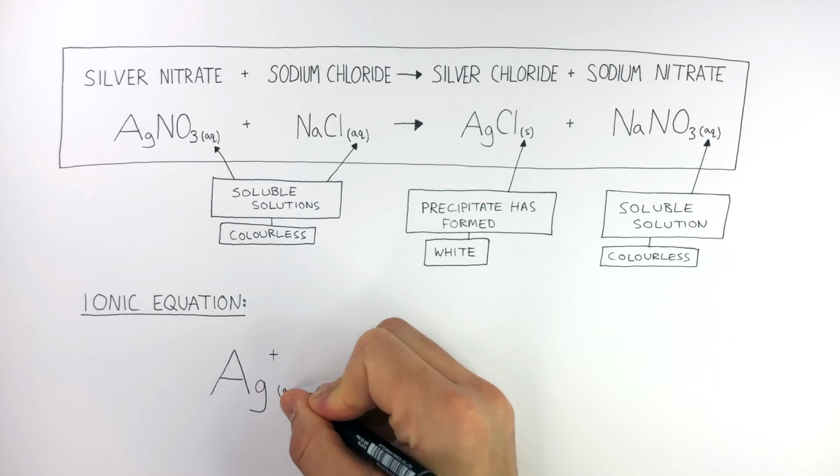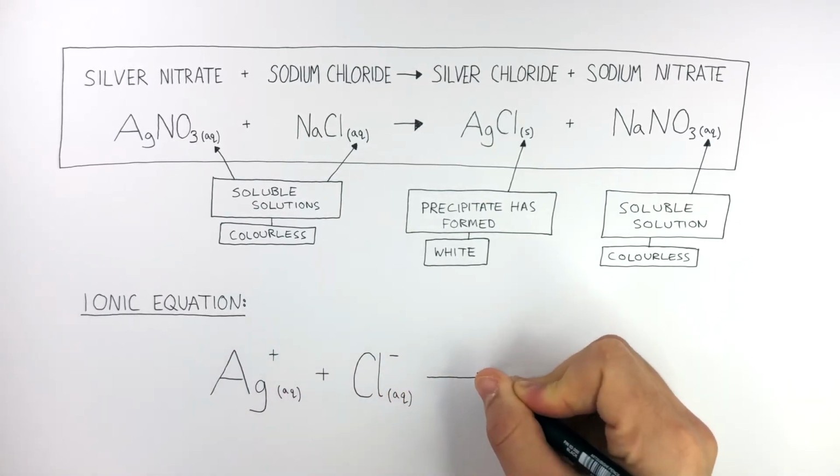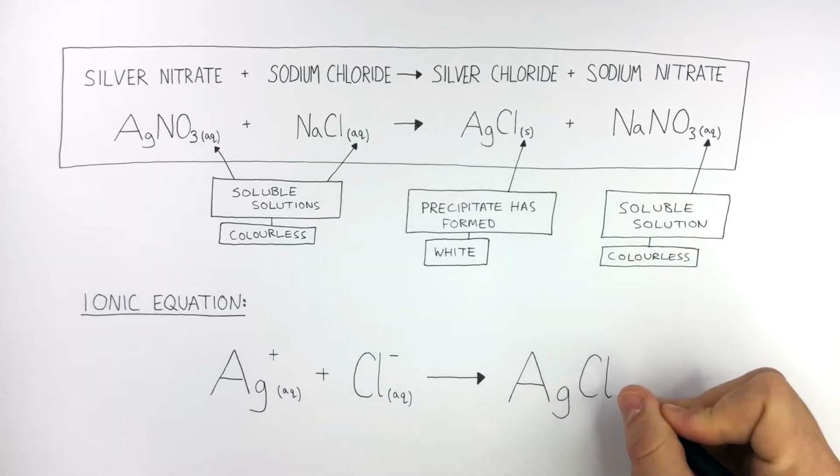Ag+ (aq) plus Cl- (aq) reacts to form AgCl (s).